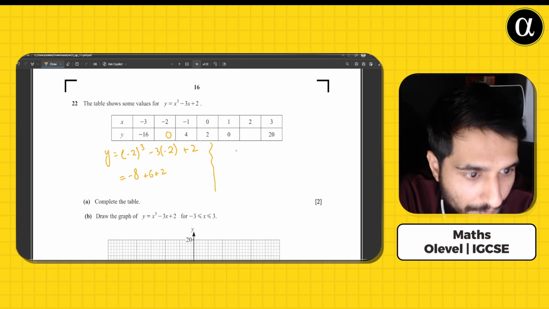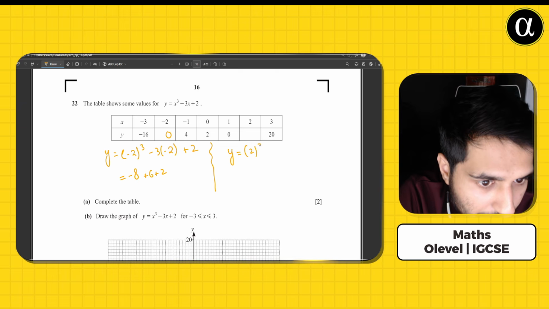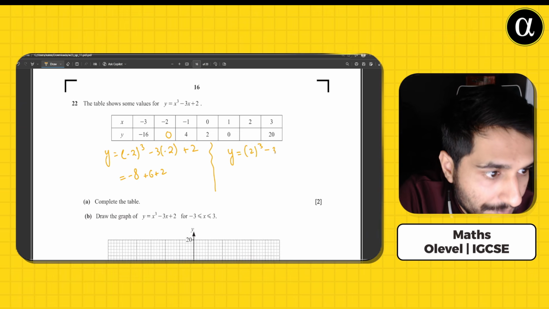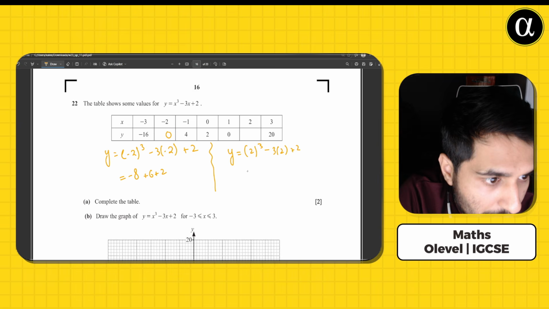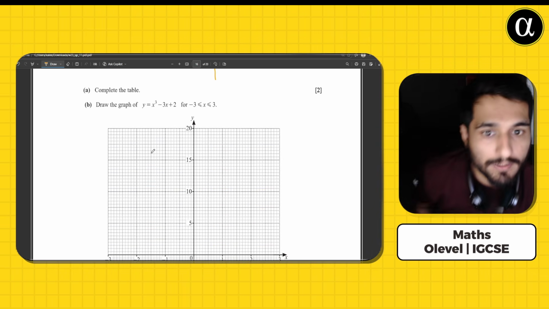Now for the second part, we're going to do the same process with positive 2. So y equals 2 cubed minus 3 times 2 plus 2, and this would be 8 minus 6 plus 2, and this would turn out to be 4. Now we need to complete the table. We're done with the table. Now we need to draw the graph.